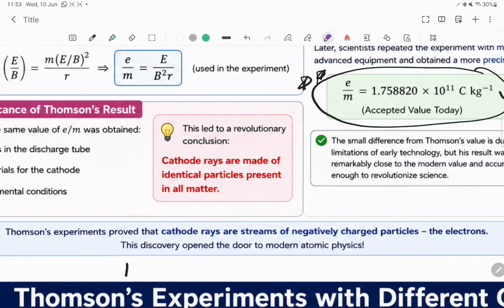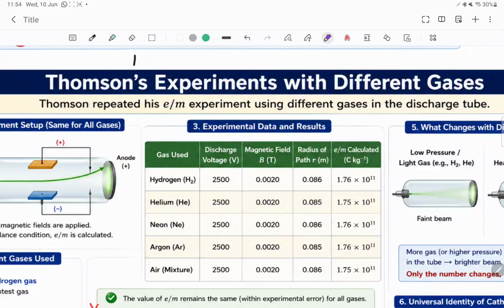But the story is not ended yet. Still he wanted to prove something. What is that? Whether the behavior or nature is a property of a particular gas or it is independent of the other different gases. Because if it is a universal property, then he has to prove that, right? So now, Thomson's experiment with different gases. Thomson wanted to prove whether the nature of the cathode rays is the same in every gas or different for different gases.